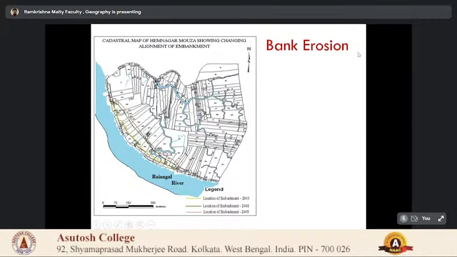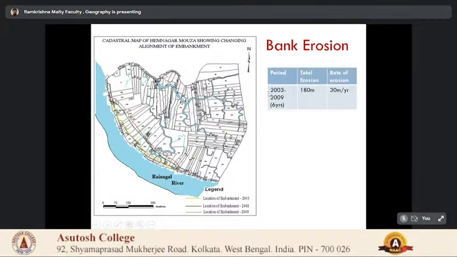I took one example of bank erosion in the Sundarban area, in a small mouza near the Raimangal River. That is Hemnagar mouza in Hingalganj block. Here, the Raimangal River frequently erodes the embankments, erodes its banks. And this is where the embankment or the river bank was situated in the year 2003. This is where it was situated in 2006. This is where it was situated in 2009. So this is how the river shifts, and bank shifting occurs. Bank erosion occurs.